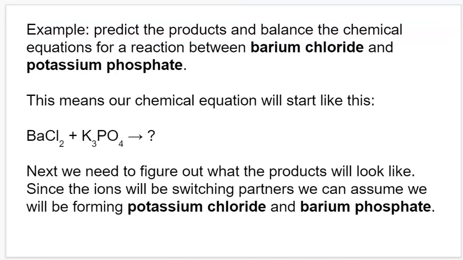All right, so we can start writing our chemical equation, since we know the reactants. So we have BaCl2 plus K3PO4 becomes something. So we need to figure out what's going to be on the right-hand side of the equation. But since we know how a double replacement reaction works, we know that the cations and the anions are going to switch partners. So we can assume that from a barium chloride and potassium phosphate reaction, we're going to end up with potassium chloride and barium phosphate. The cations and the anions are going to switch places.